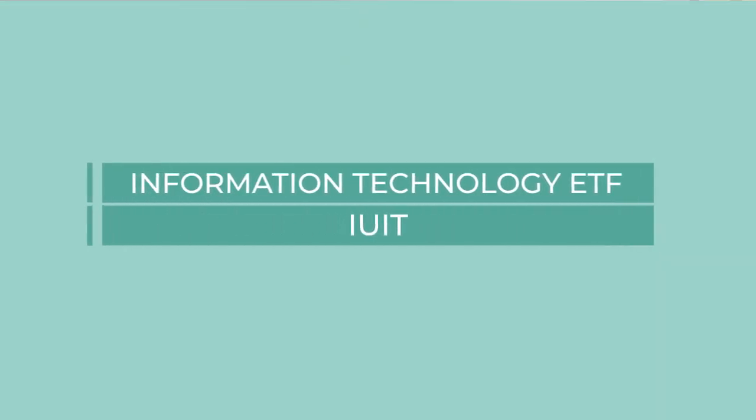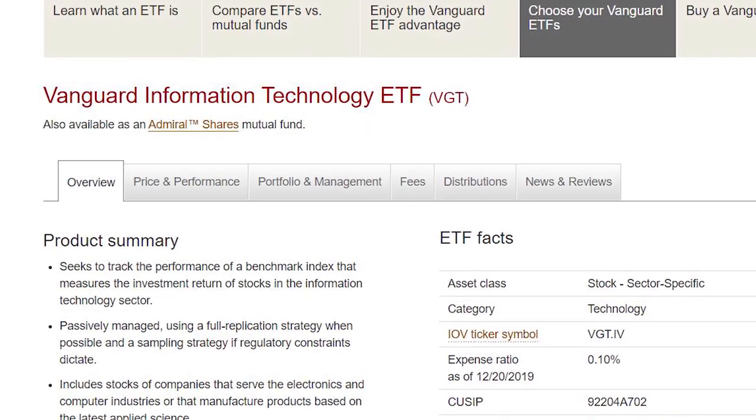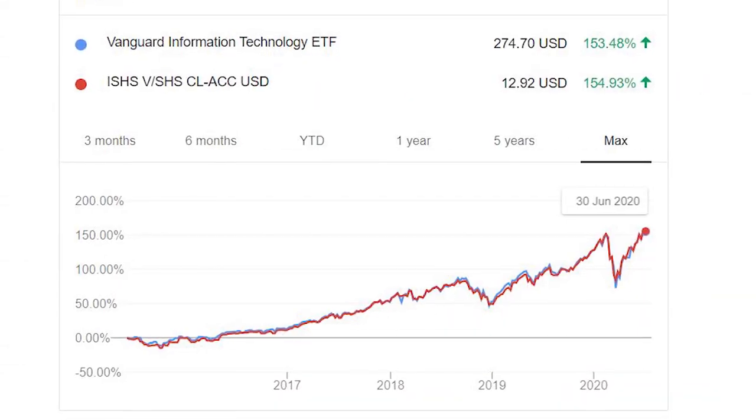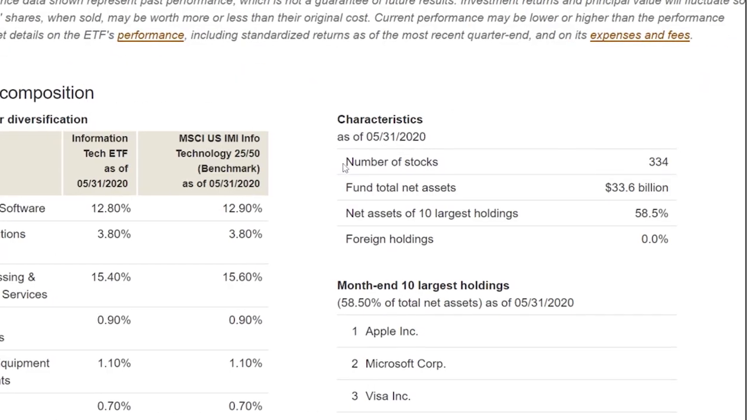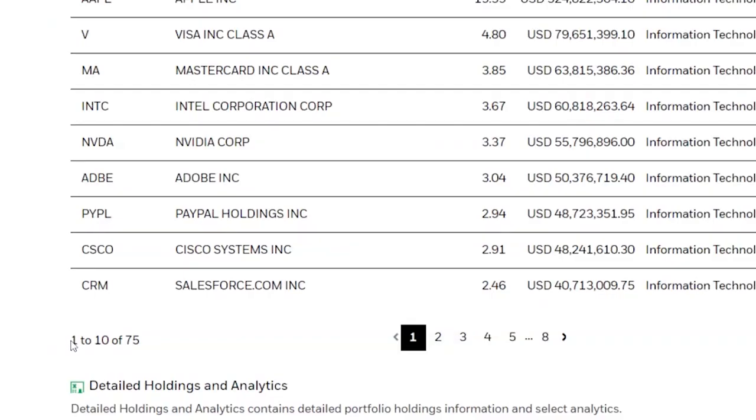Next on my list, I have the Information Technology ETF, ticker symbol IUIT. Now, IUIT tracks the technology sector in the United States. It is very similar to Vanguard's technology ETF, VGT, and even the performance is very similar. However, do note that while Vanguard's ETF has 334 stocks, IUIT only has 75 stocks. Same, but different. Again, the reason I prefer IUIT is because it is an Ireland domiciled fund, which means that you get taxed less, 15% on your dividends.